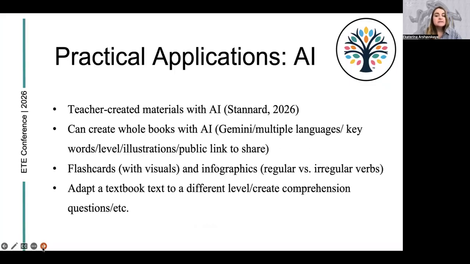Another one I learned is that teachers can write whole books with AI. And this is from Russell Stannard. He creates books in different languages, just using the keywords that he studies with his students. You can adapt the level, like beginner, pre-intermediate, intermediate, wherever your students are. It can also illustrate the book, and you also get a public link to share with your students. Other uses are to create flashcards or infographics, for example, to explain regular and irregular verbs in English.